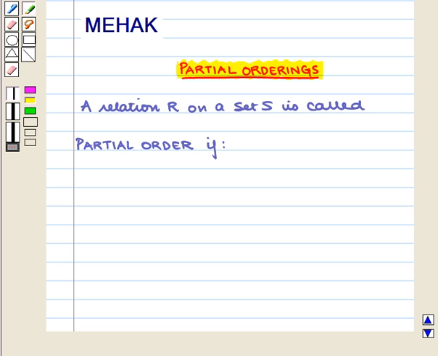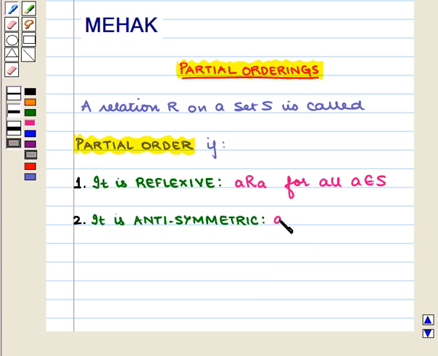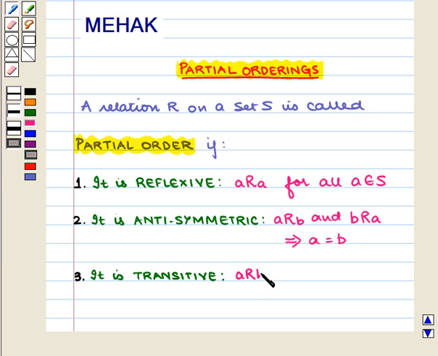A relation R on a set S is called a partial order if it is reflexive, that is, A is related to A for all A belonging to S. It is antisymmetric, that is, A is related to B and B is related to A implies A is equal to B. It is transitive, that is, A is related to B and B is related to C implies A is related to C.